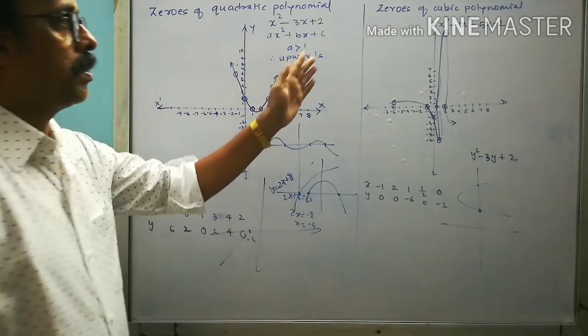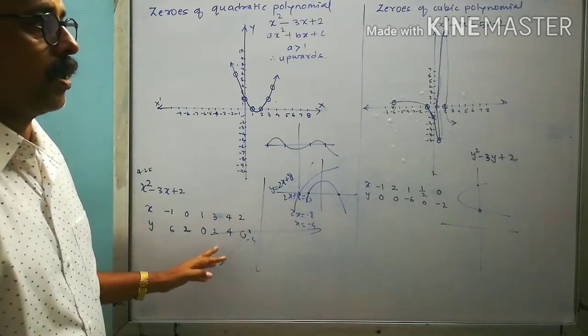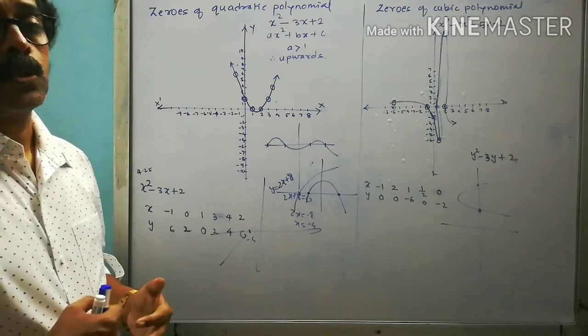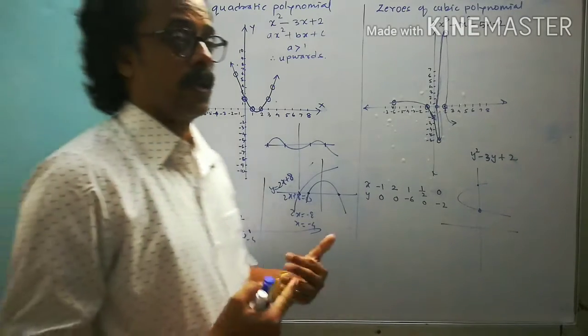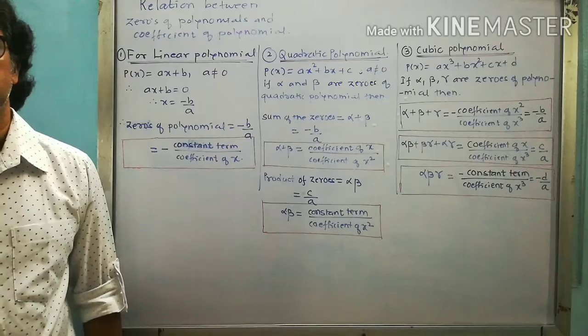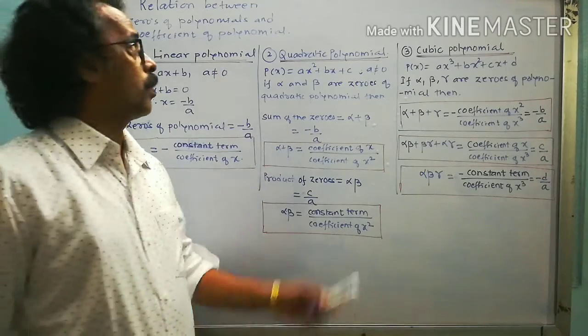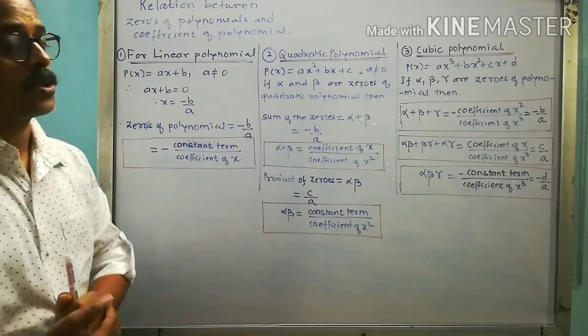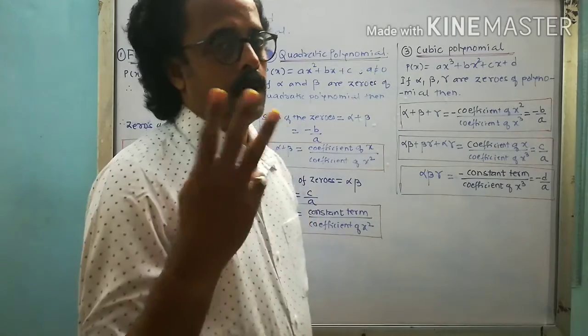Just look at the things how I have given on the board, and then we will go ahead with how we can check about its roots and zeros and how we can compare that. Okay, now we'll go ahead with relation between zeros of polynomial and coefficient of polynomial.